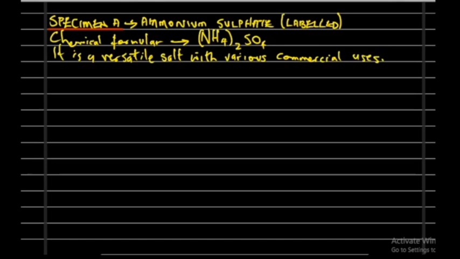Most notably it is used as nitrogen fertilizer, because it has a high amount of nitrogen in it. It is able to provide nitrogen to plants, particularly when it is used as fertilizer. It has a white to yellowish gray crystalline color.